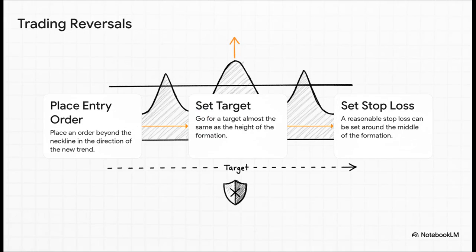So how would you actually trade something like this? Well, first, you've got to identify the neckline. That's the key support level connecting the lows of the pattern, just like you see here. A clean break below that line is your trigger. That's when you'd place an order to sell.